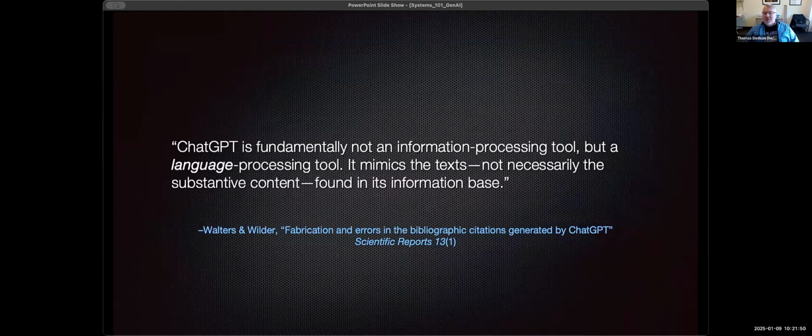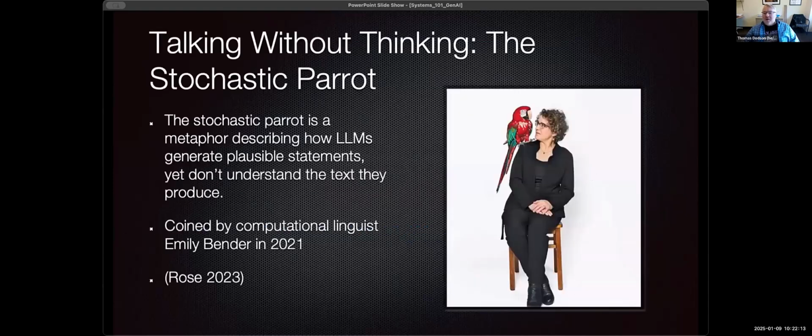So, one of the cautions we should be aware about when we're talking about these large language models and, for example, ChatGPT, as Walters and Wilder say, ChatGPT is fundamentally not an information processing tool, but a language processing tool. It mimics the text, not necessarily the substantive content found in its information base. So, one of the interesting metaphors for this is called the stochastic parrot. It's a metaphor for describing how LLMs generate plausible statements, yet don't understand the text that they produce. It was coined by the computational linguist Emily Bender in 2021.